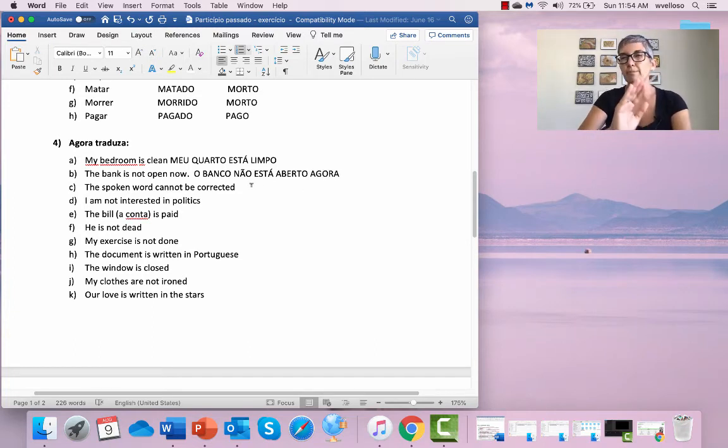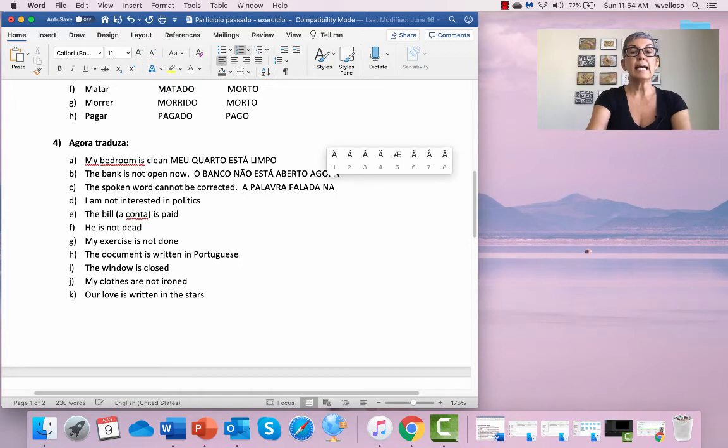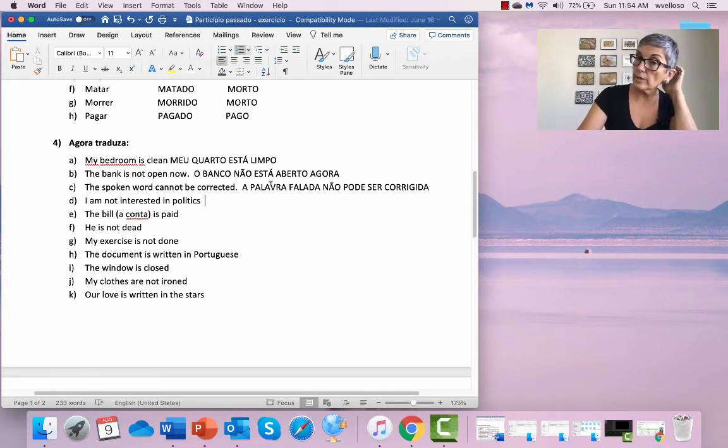The spoken word cannot be corrected, so be careful with what comes out of your mouth, okay? A palavra, so verbo falar, it's a regular verb, so falada, a palavra, feminino singular, então a palavra falada, não, so cannot, the verb poder in Portuguese, right, não pode, and then to be corrected, não pode ser corrigida, o verbo corrigir, so ida, cannot be corrected. So we are using here the passive voice that we are going to see very soon.